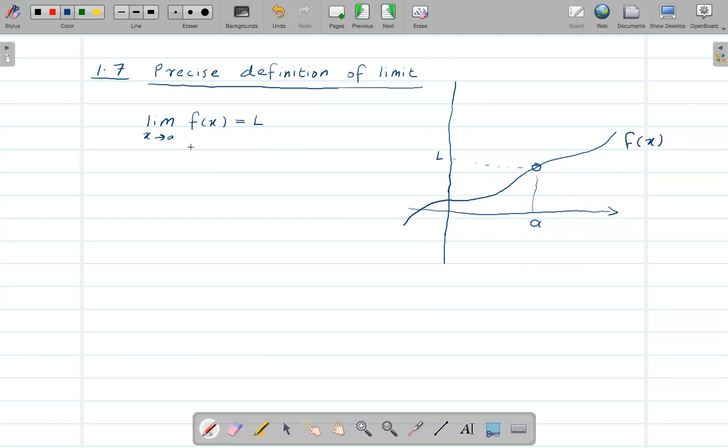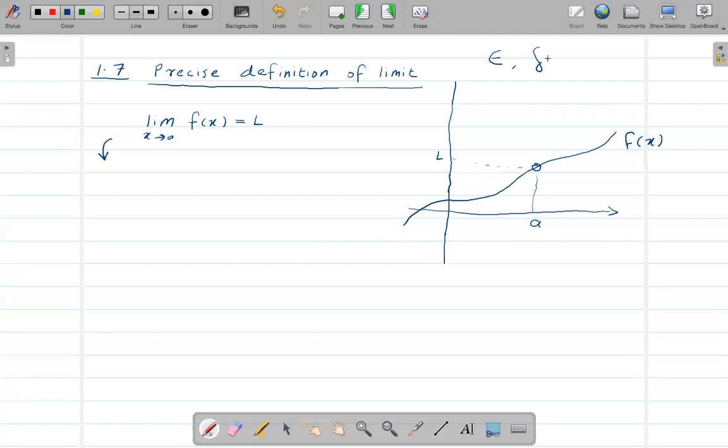With this limit, it is saying that as x approaches a, this f of x on the y-axis approaches L. That's the L value. Now, using the precise definition of limit, the actual definition of the limit says that here we are going to work with epsilon, epsilon delta.